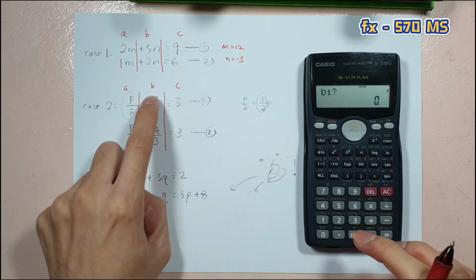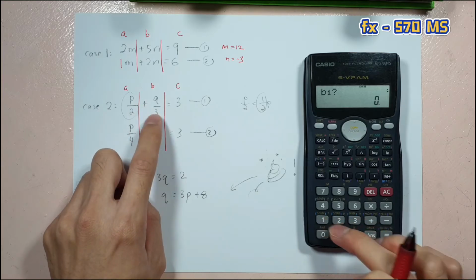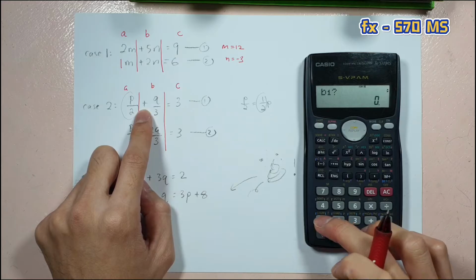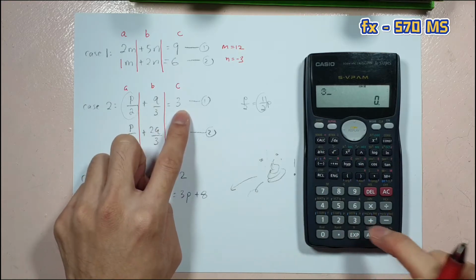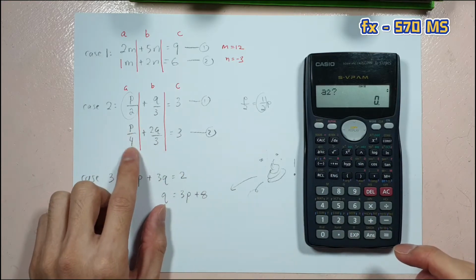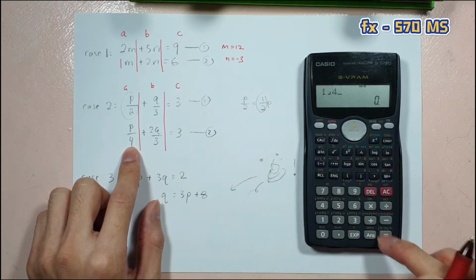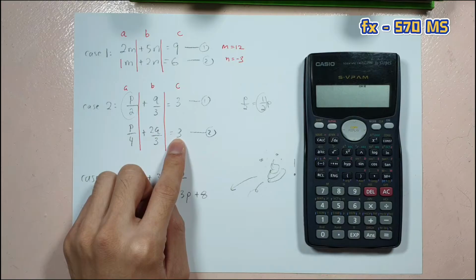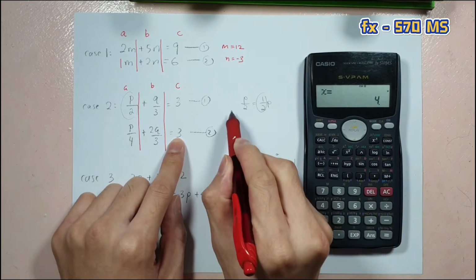Then next, Q over 3 means 1 over 3. Plus means you don't have to press anything. If it was a minus, then you have to press minus 1 over 3. So 1 over 3, then 3. Then number 2, so 1 over 4. And after that, 2 over 3. Then after that, 3. Okay, so you will get your first answer, which is P.